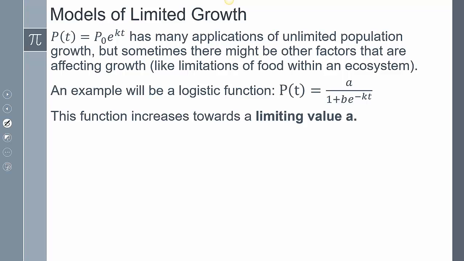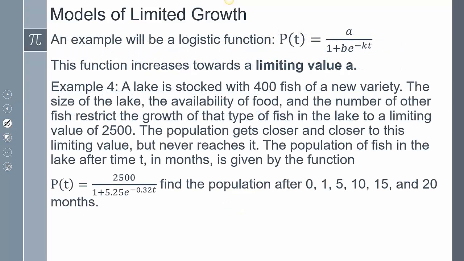Now sometimes we're going to be modeling limited growth, and the idea with this is that whatever your function is doing, there's some asymptote, and your function is going to approach that asymptote and will never pass it. We call that a logistic function, which means that it has some sort of limited growth, and that limiting value is always going to be that value there on A. In this class, we're not necessarily going to practice creating these, but we're going to practice using them. Example number 4, it says that a lake is stocked with 400 fish of a new variety.